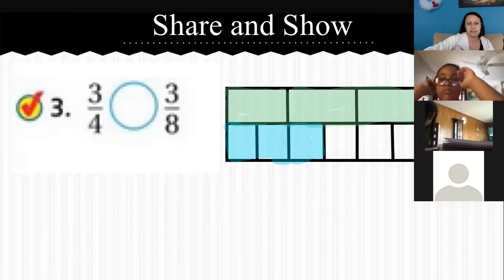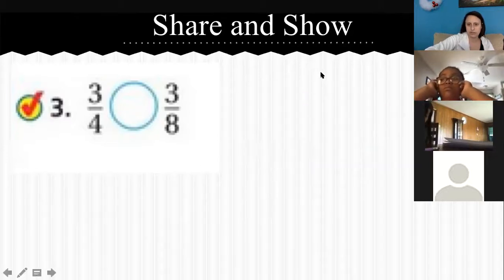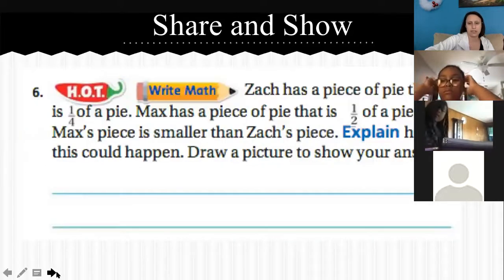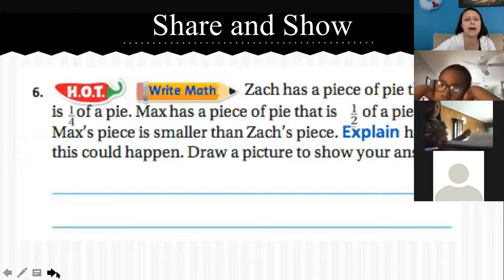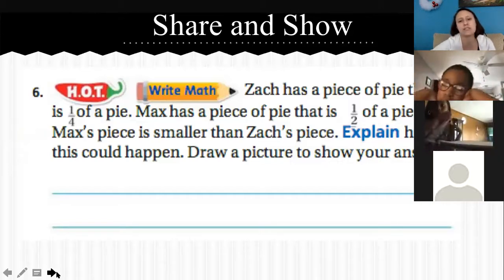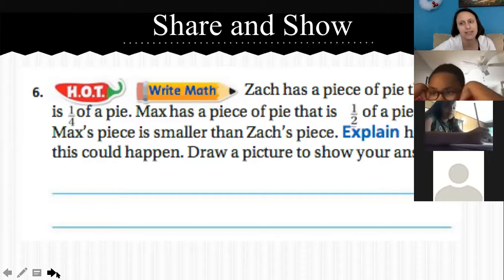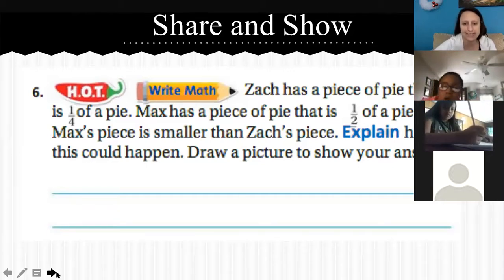All right? Let's clear all that and go to the next page. All right, so Zach has a piece of pie that is 1/4 of a pie. Max has a piece of pie that is 1/2 of a pie. Max's piece is smaller than Zach's piece. Explain how this could happen. Draw a picture to show your answer.